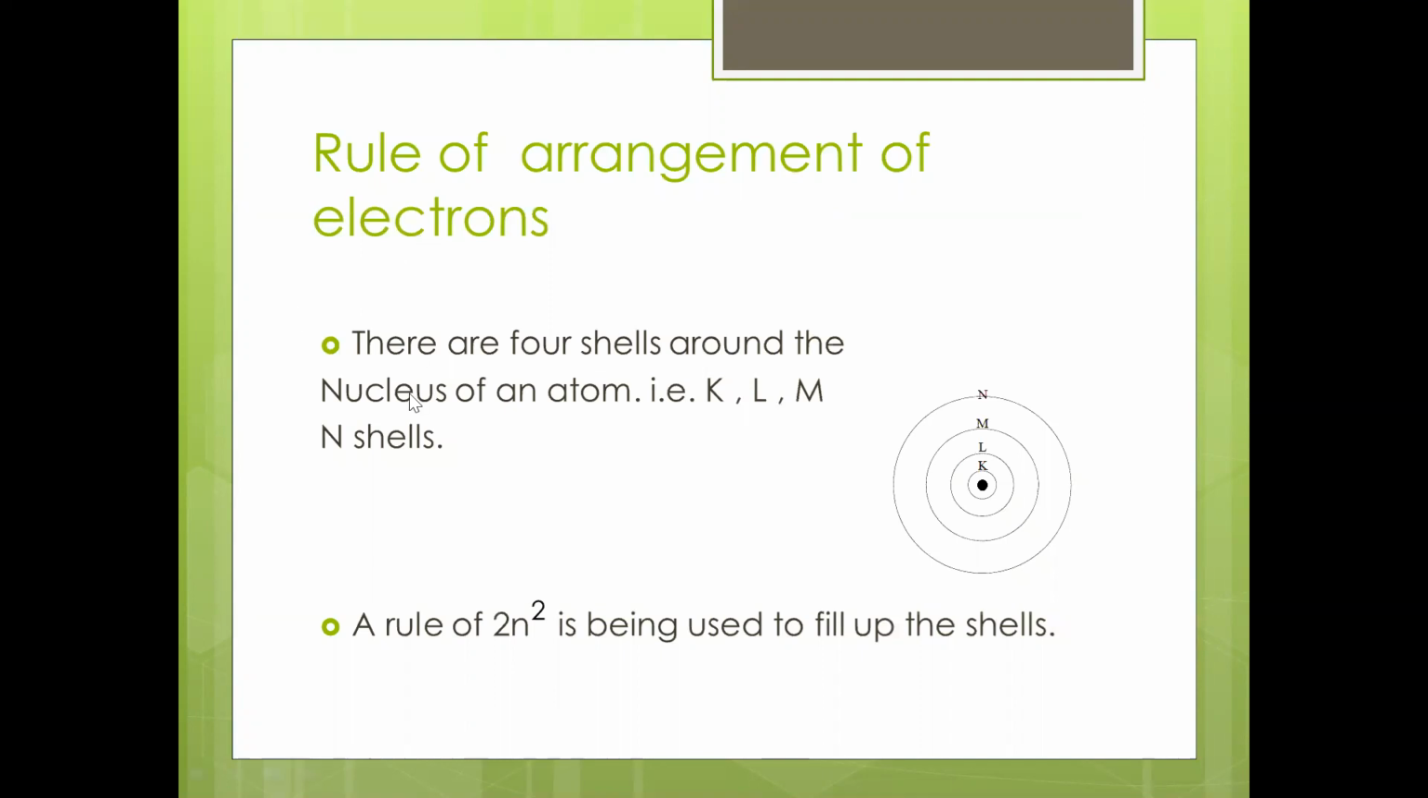According to them, there are four shells around the nucleus of an atom. If you look at this picture, this black dot over here is representing the nucleus of any atom. The very first shell which you can see around this nucleus was termed as K shell. The next shell after this K shell was termed as L shell. The next after that L shell was named as M shell. And the last was N shell, and so on. All these namings of the shells were also suggested and devised by Bohr and Rutherford in their atomic theory.